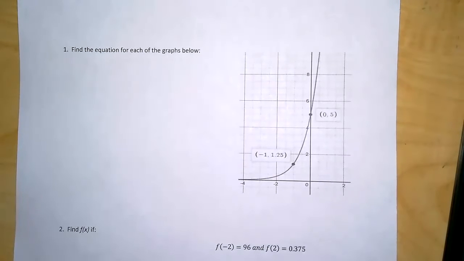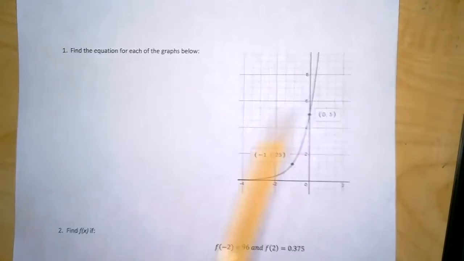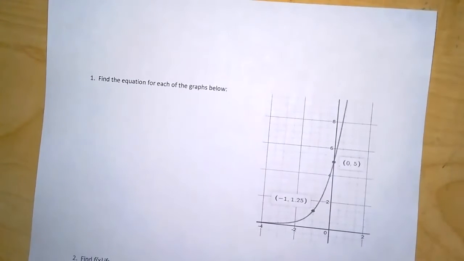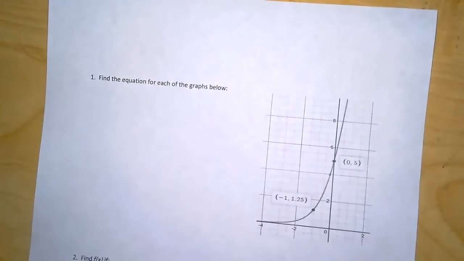All right, so we're going to find the equation of exponentials through 2 points, whether we're given the 2 points on the graph, given them in function notation, or just given 2 straight points. So the process is the same for each one.